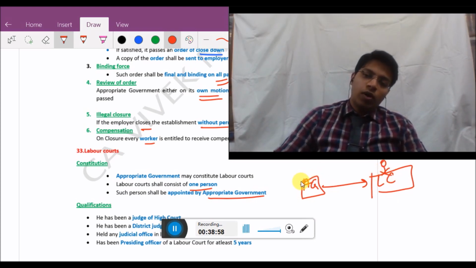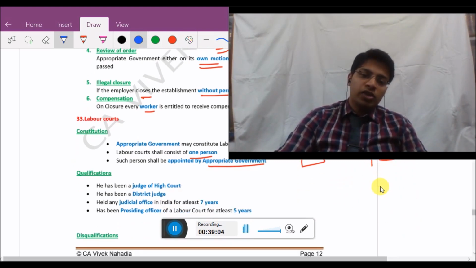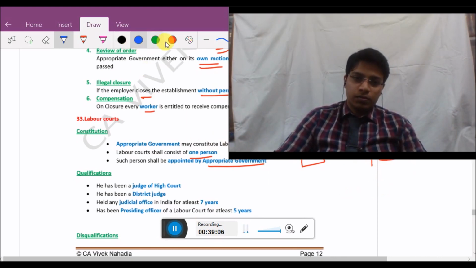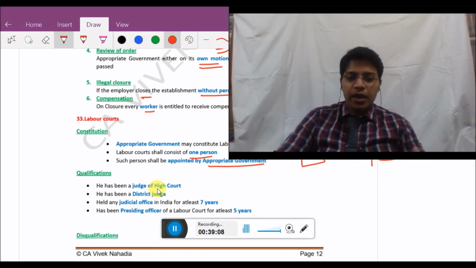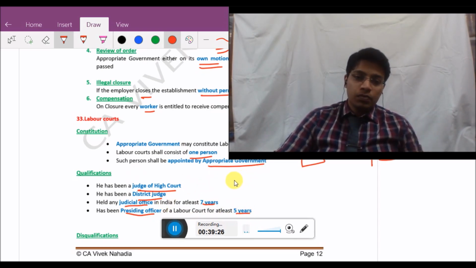Qualifications. What are the qualifications of this person? He has to be a judge of High Court. He has already been a High Court judge. He has been a district judge. Held any judicial office in India for at least 7 years. He has been presiding officer of a labor court for at least 5 years. So these are the qualifications for the person to enter into the labor court.